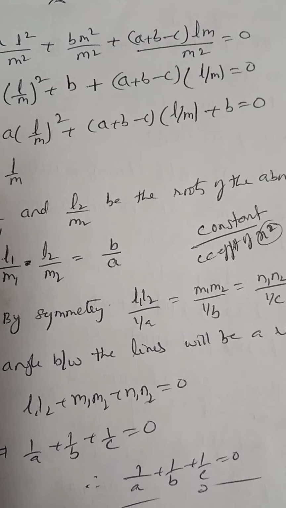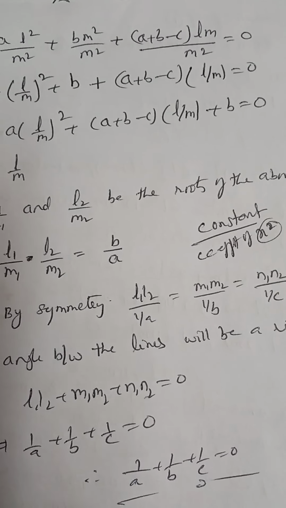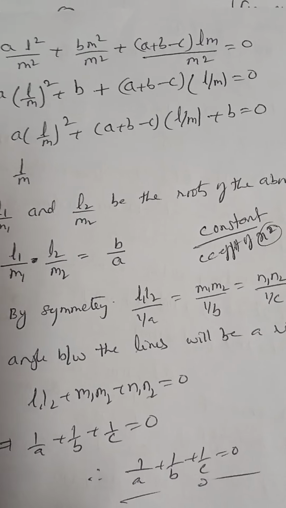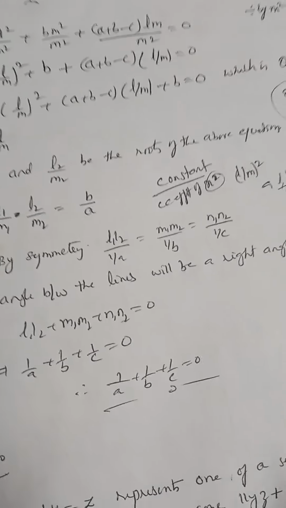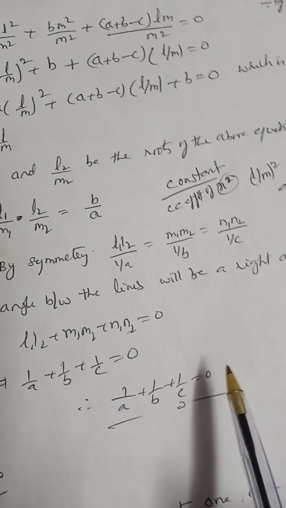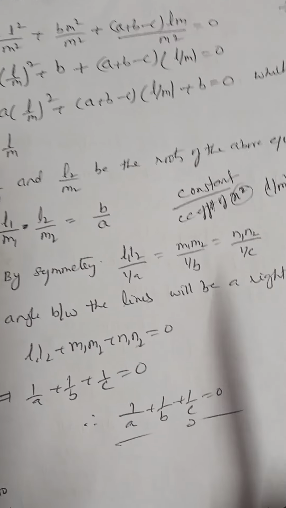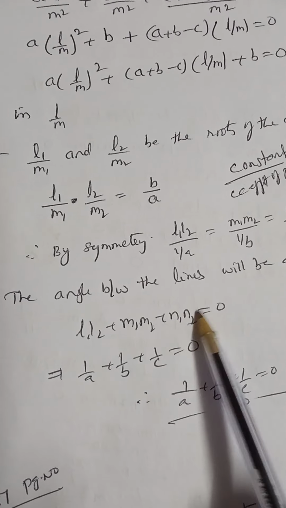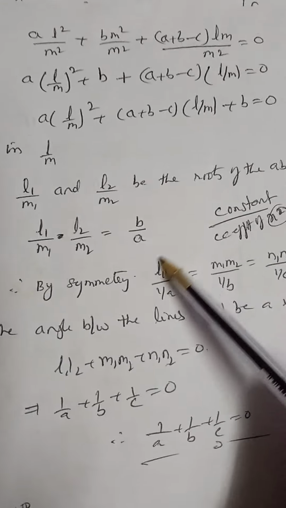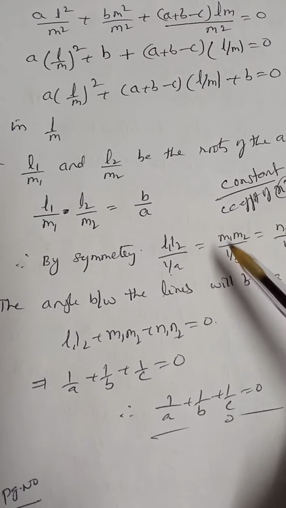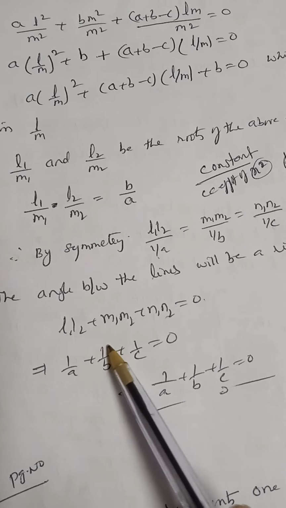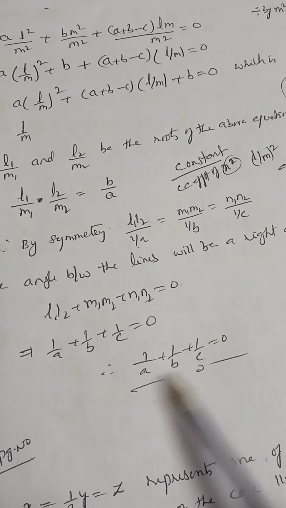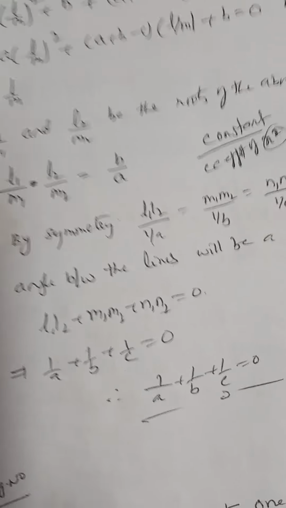If the lines are perpendicular, that means theta is equal to 90 degrees, then the condition is l1 l2 plus m1 m2 plus n1 n2 is equal to 0. Here those three lines are mutually perpendicular to each other, so the angle is 90 degrees. Therefore l1 l2 plus m1 m2 plus n1 n2 is equal to 0. Here l1 l2 value is 1 by a, m1 m2 value is 1 by b, n1 n2 value is 1 by c. That's why 1 by a plus 1 by b plus 1 by c is equal to 0, right?